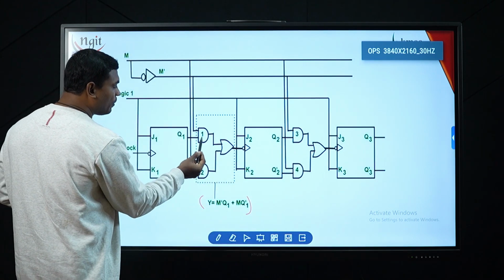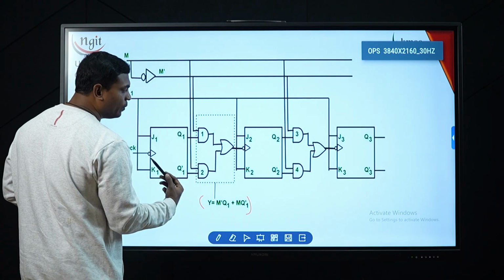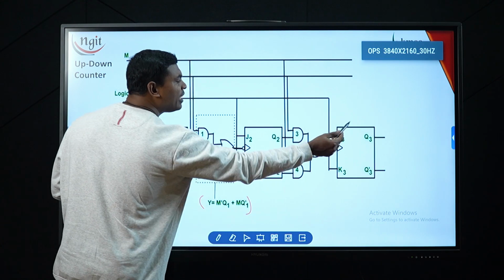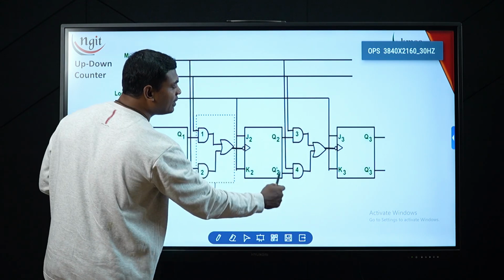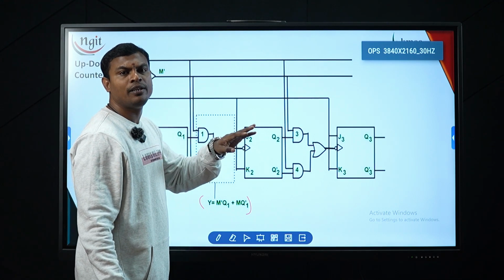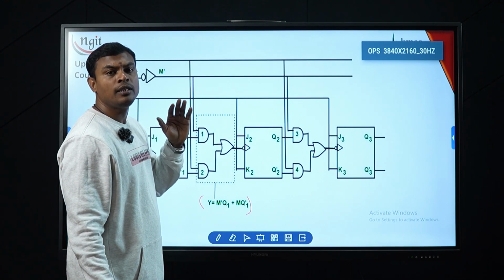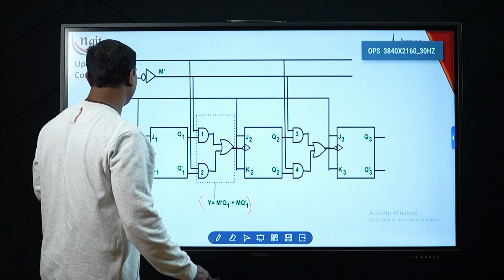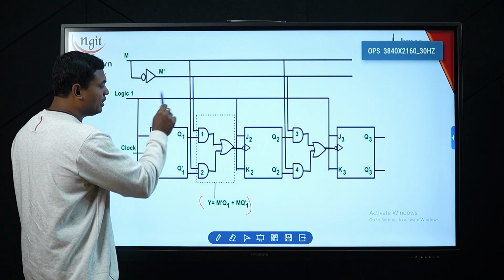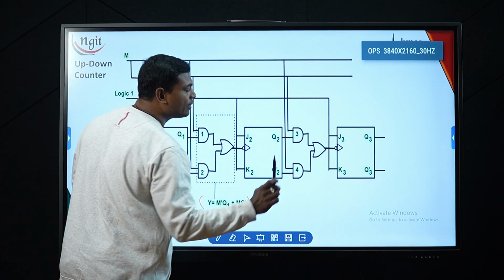So I have connected for the first AND gate Q1, for the second AND gate Q1 bar. Say first AND gate Q2, second AND gate Q2 bar. Similarly, if I am having 4-bit, then the same setup comes over there. So in the exam you might get either 4-bit up counting, down counting, or 3-bit up counting or down counting. Now when a logic 1 is applied for all the flip-flops, if you observe, the line has been connected for each and everything here.